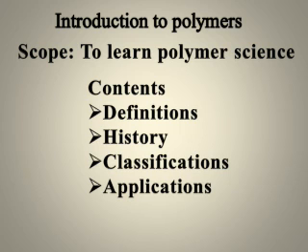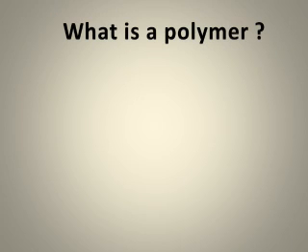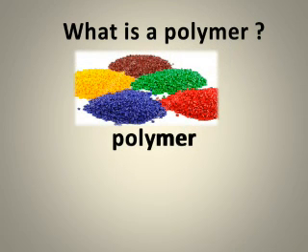First of all, we need to know what a polymer is. The word polymer is a combination of two words. One is poly, which means many, and another is mer, which means repeating unit. That means the molecule consists of many repeating units. It is also known as macromolecules.